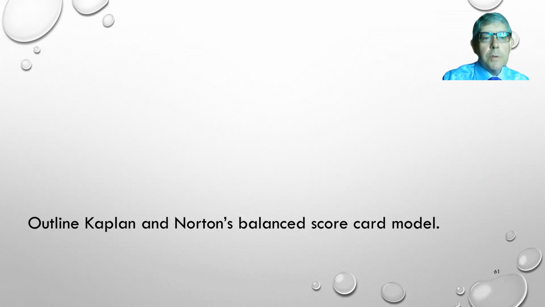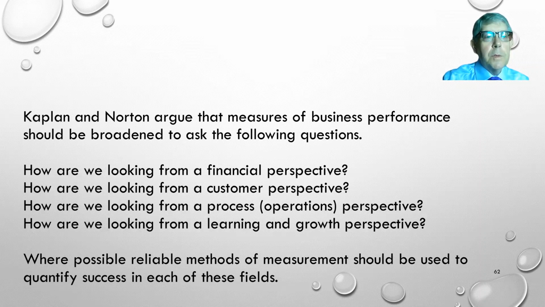Outline Kaplan and Norton's balanced scorecard model. Kaplan and Norton argue that measures of business performance should be broadened to ask the following questions. How are we looking from a financial perspective? How are we looking from a customer perspective? How are we looking from a process or operations perspective? And how are we looking from a learning and growth perspective? Where possible, reliable methods of measurement should be used to quantify success in each of those fields.